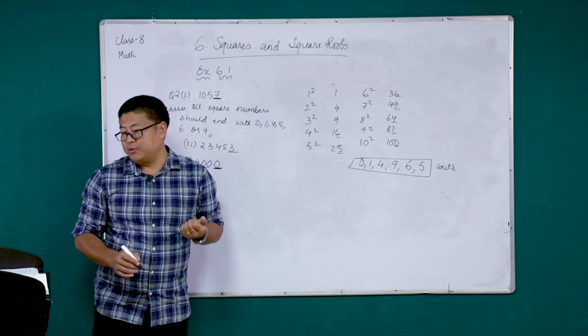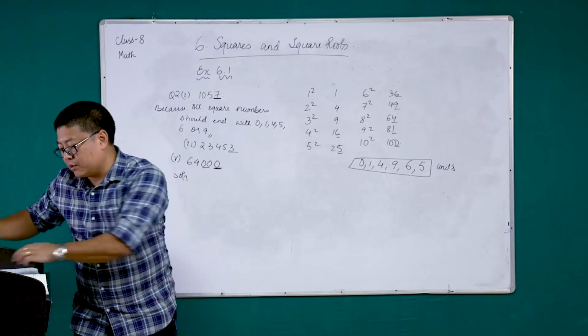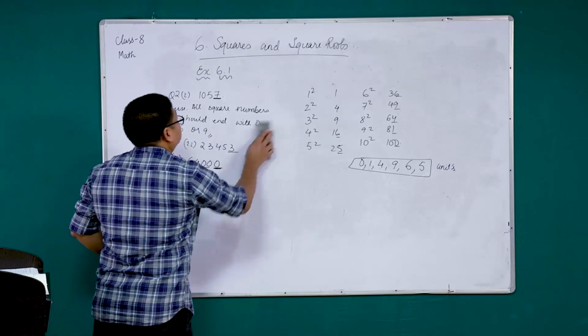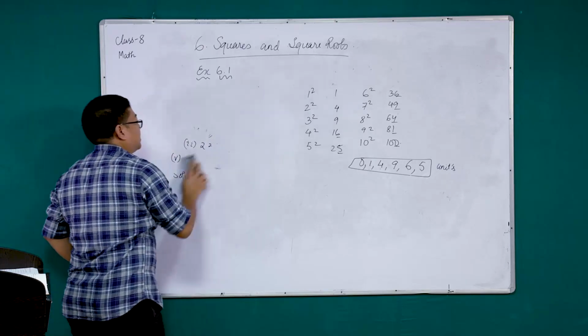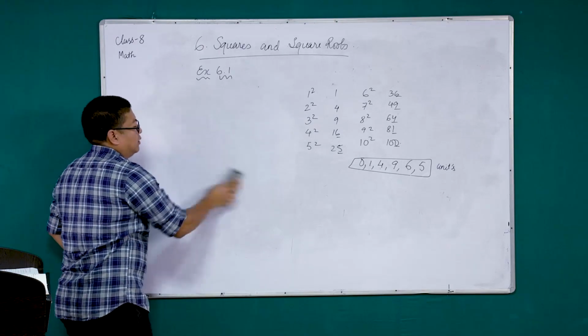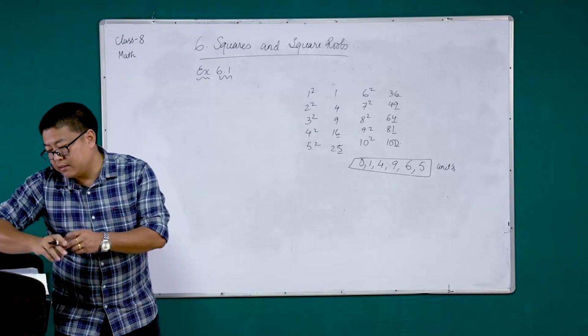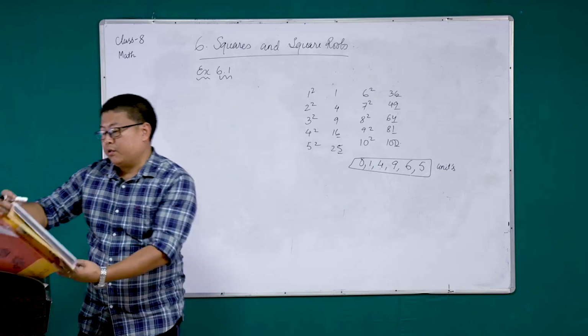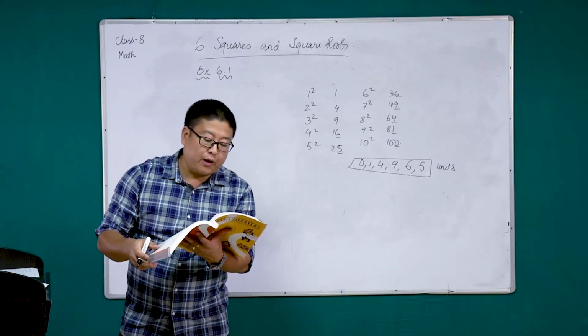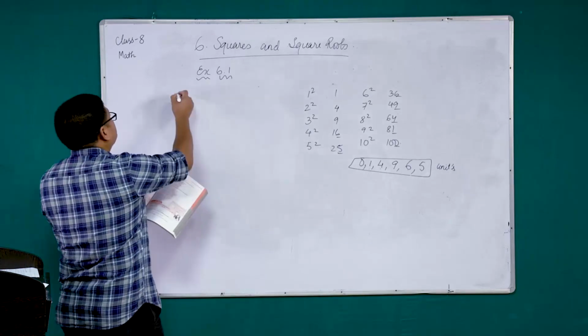I hope you have understood. Now let's move on to the next question. Question number 3. These are all basic concepts. You do not need much practice also. Now let's look at the next question. Question number 3. The squares of which of the following would be odd numbers?